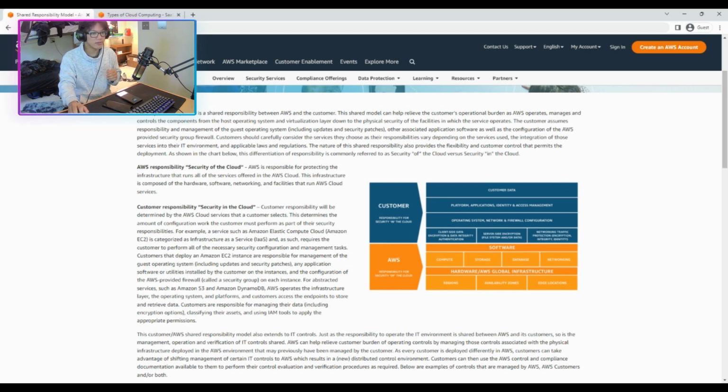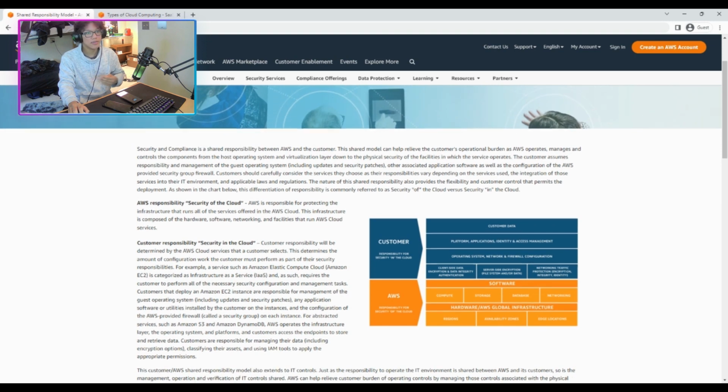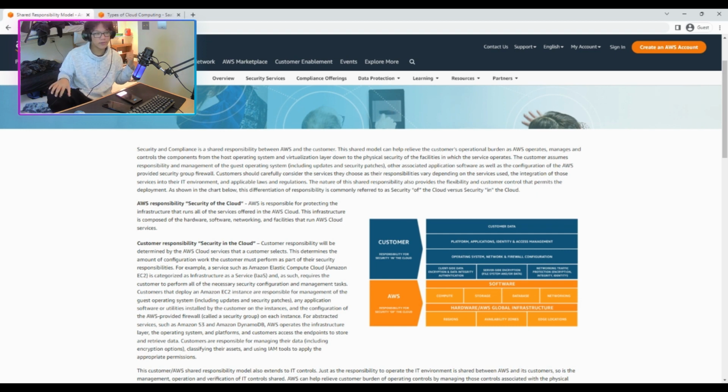Now the customer is going to use all of these services, the platforms, the applications, all these things with the customer data. And remember, the video that I uploaded previously talked about customer data that would go inside of the cloud. Now that is completely free, but once that goes outside, that's when it starts costing money.